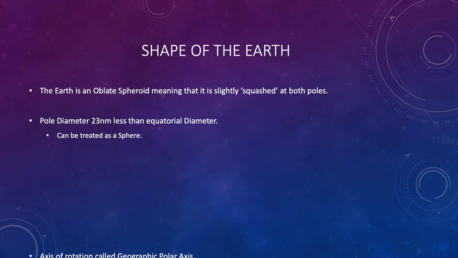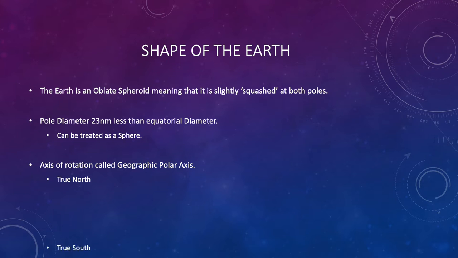So now we're going to be looking at the shape of the Earth. The Earth is not actually spherical, it's called an oblate spheroid, which means it's slightly squashed at either pole. So it's slightly thinner than it is wide. To put that into context, the polar diameter is 23 nautical miles less than the equatorial diameter. Now, because it's such a small amount, we can treat it as a sphere. So we will consider it as a sphere, but in practice, it's slightly squashed at both poles.